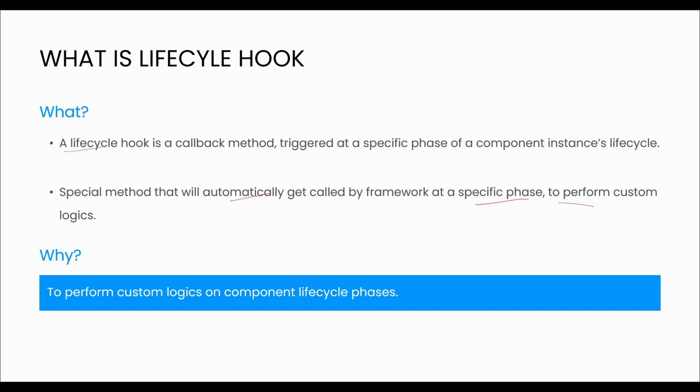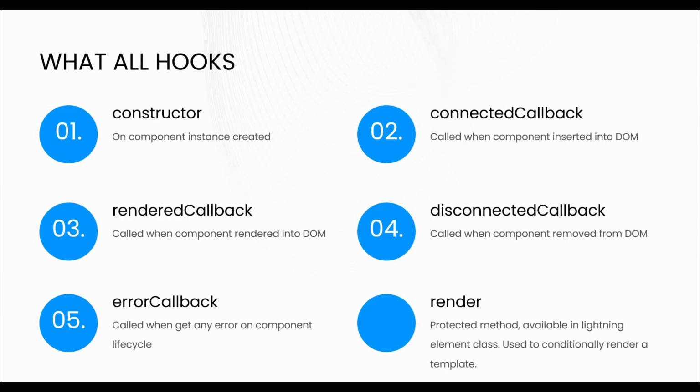Okay. For example, once the component gets rendered into the DOM, the framework will automatically call the renderedCallback method. So if you want to execute any logic after the component renders, then we can write that in the renderedCallback method. Okay. And why are these hooks required? To perform custom logic in the component's various lifecycle phases. Right. As of now, we have understood what lifecycle hooks are and why we require them. Now let's see what hooks we have.